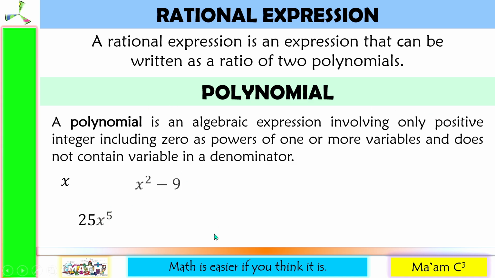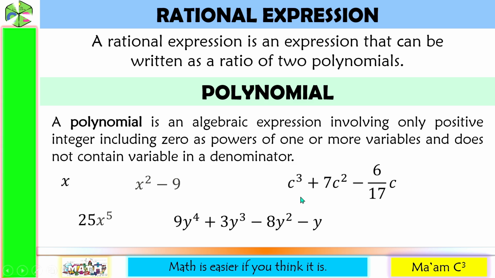Next one, let's have x squared minus 9. This is a binomial, two terms. And the exponent is also a positive integer. Negative 9 is just a constant. Let's have 9y to the fourth plus 3y cubed minus 8y squared minus 1. Examine the exponents and they are all positive integers.